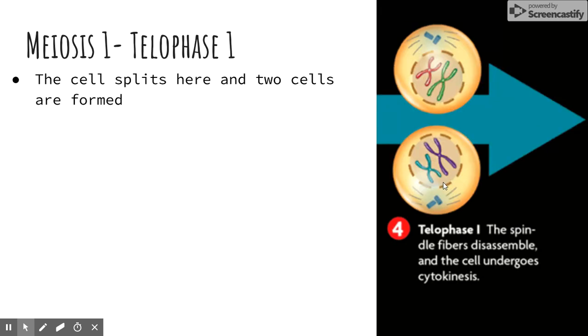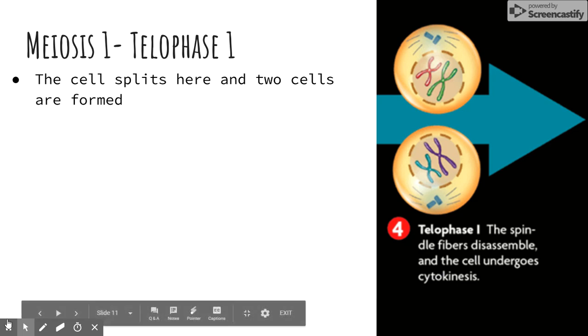Then we have telophase 1. Here we have our chromosomes fully separated. They're now in different cells, and these cells have separated so that we can begin our next round of division.